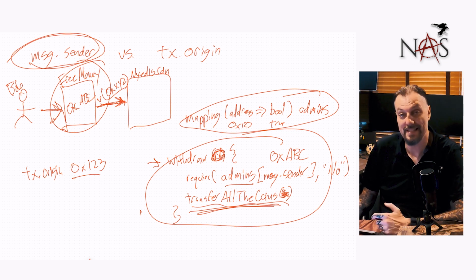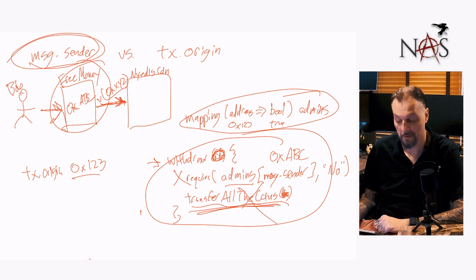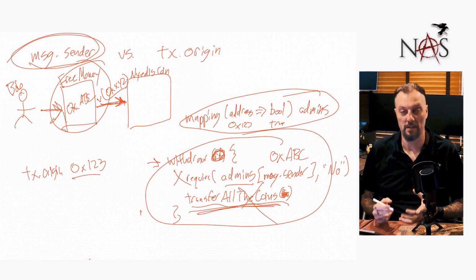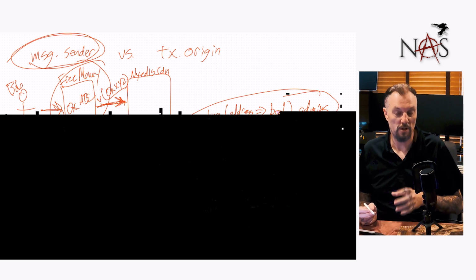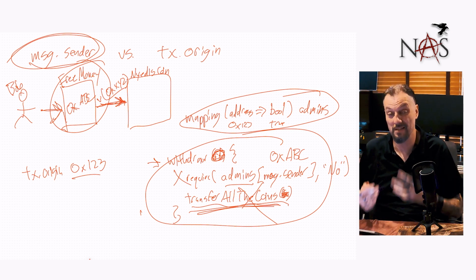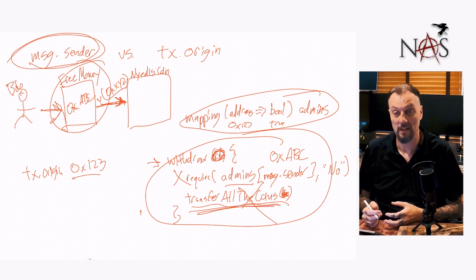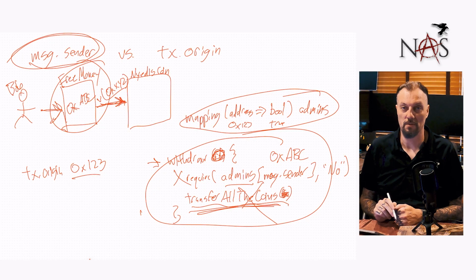Because ABC is not an admin, which means this is going to fail, which means the attacker is not going to get all of the coins. So this is the big difference between transaction origin and message sender. If you're using transaction origin to determine the user's address and validate that they are who they are, and then do any type of transaction based on that, it can be heavily spoofed. So you never ever want to do that unless you absolutely know what you're doing and you have tons of checks and balances in place. So use message sender, do not use transaction origin.